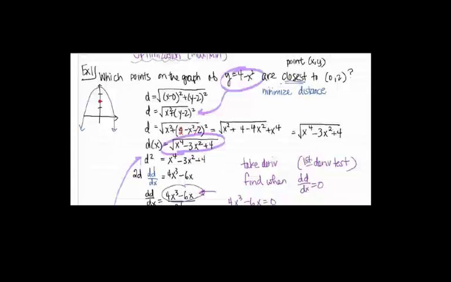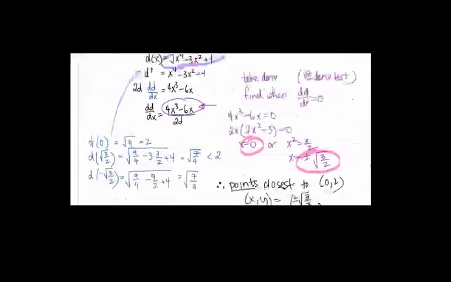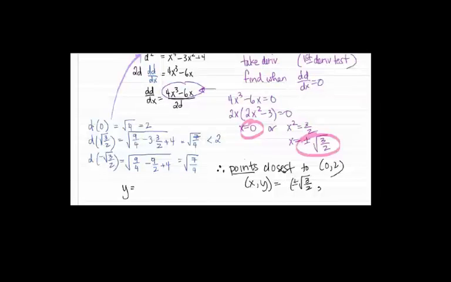The y value has to come from the equation of the parabola, which is 4 minus x squared. So I need to figure out y equals 4 minus x squared, which is 3 over 2. So that's going to be 5 over 2. So this is my coordinate point for my answer.